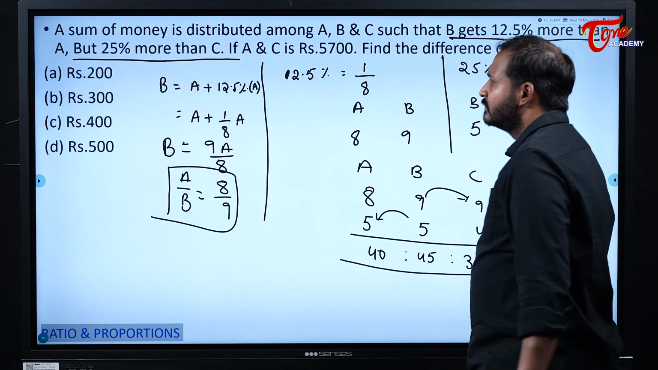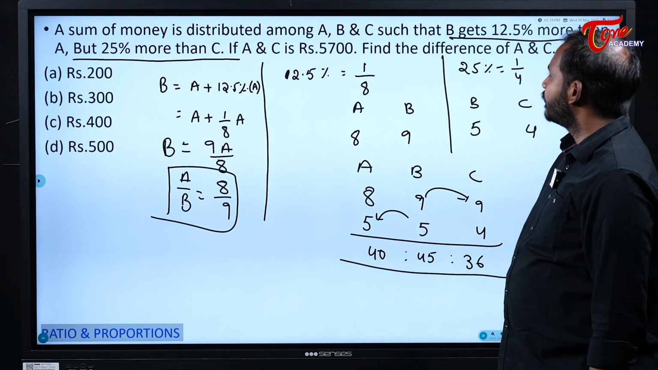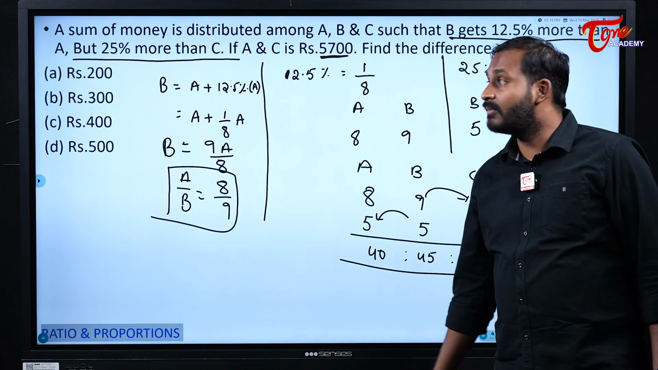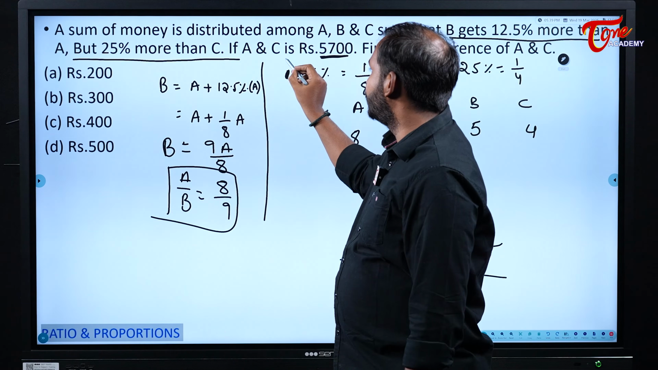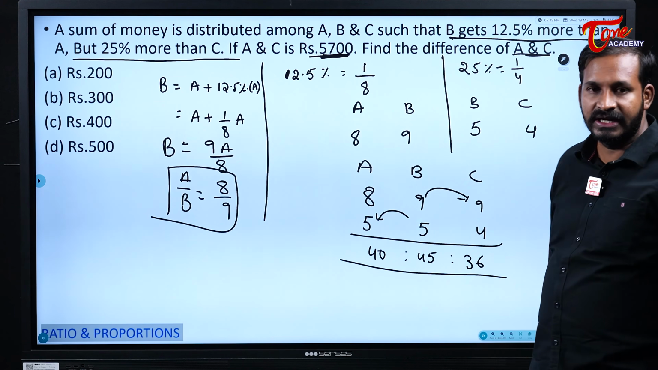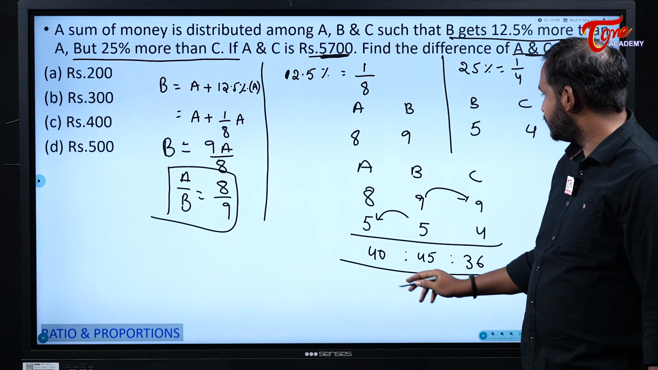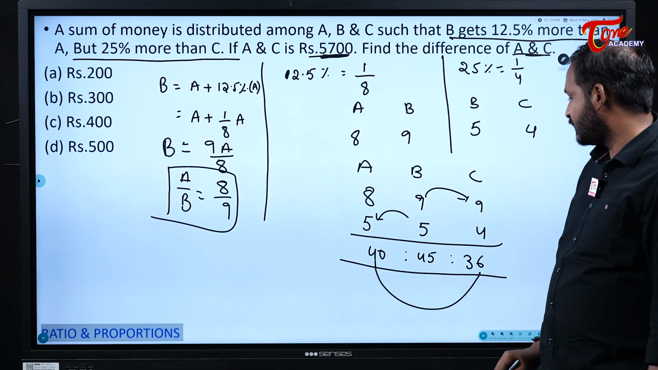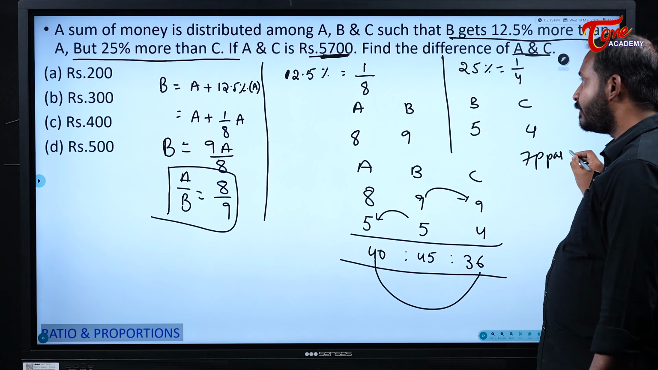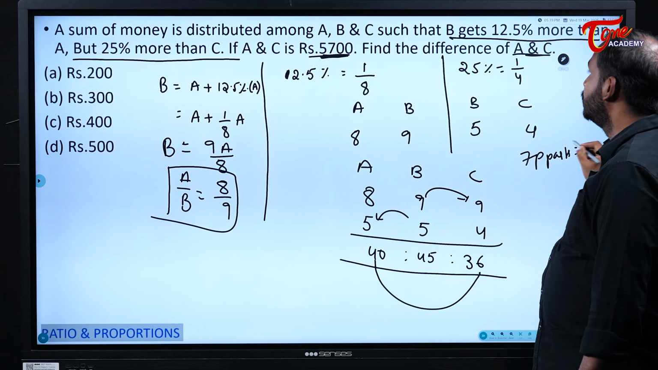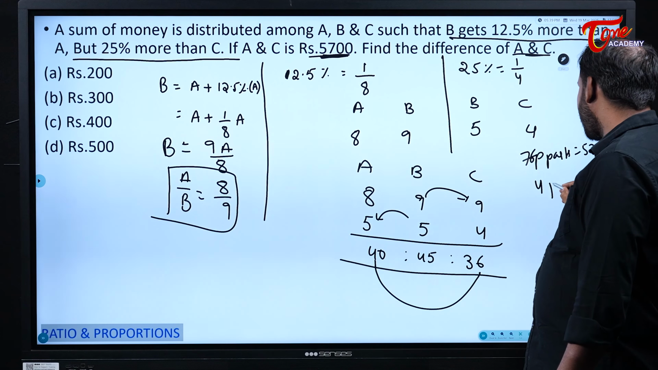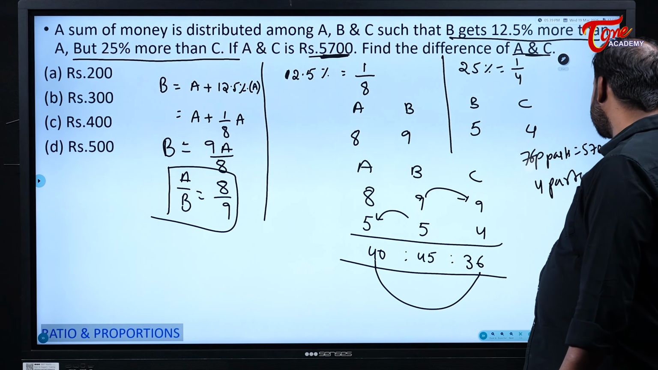Okay, good. Now the question is, if the sum of A and C is rupees 5700, what is the difference of A and C? The sum of A and C is given as 5700. They are asking us what is the difference of A and C. What is the sum of A and C according to this? 76 parts, right? 76 parts is equal to 5700. And the difference of A and C is how many parts? 4 parts. 4 parts is equal to what?